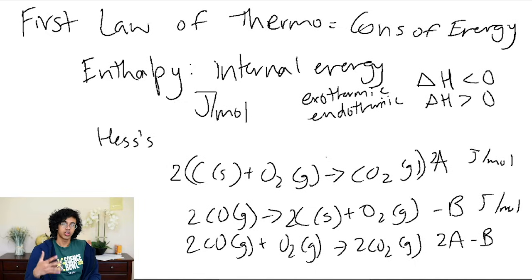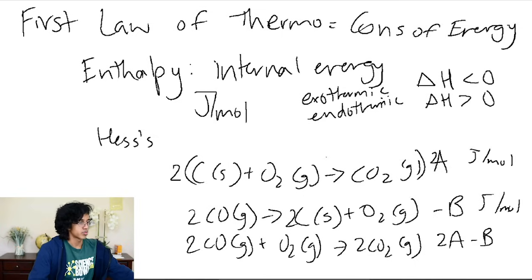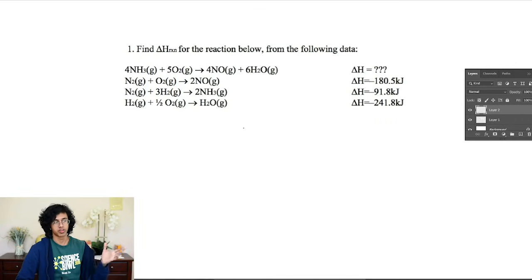So what they like to do a lot is give you two reactions, and they give you the delta H for each one, and they want you to find the delta H of a third reaction that they gave you. So let's try to do an example. Alrighty, so this is one example they might give, right?